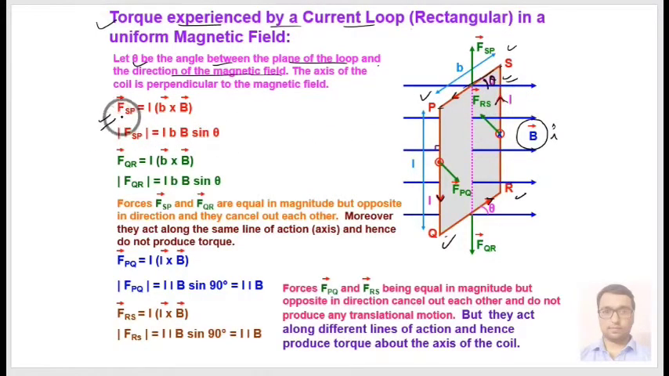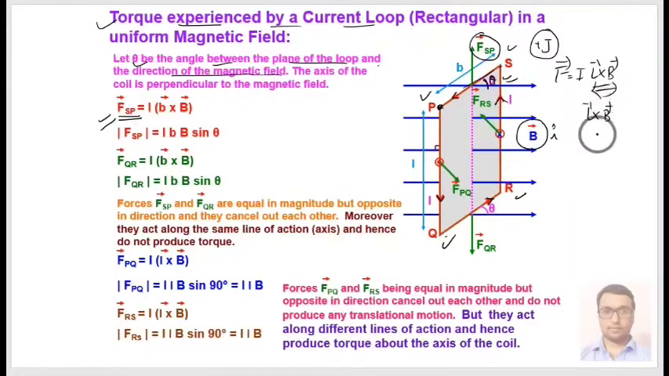In that case, the force on the SP branch, that is S to P, this force FSP will be towards the j direction. Why? Because we have to apply F equal to I L cross B. So by vector law we can say that L cross B will result in the direction of force in the j direction, or you can say in the j cap direction, like this one.